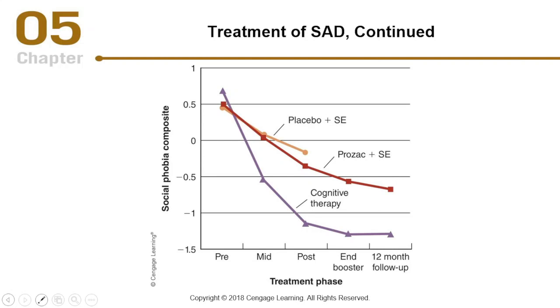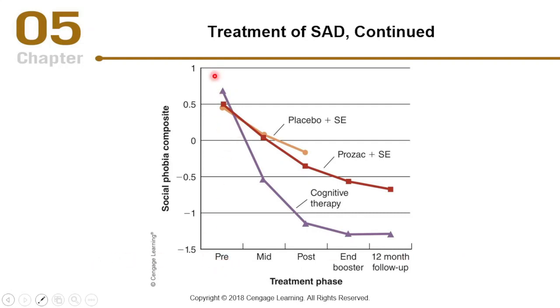Okay. So, this is just a figure or this is a table to see ano ba ang efficacy ng placebo, ng Prozac, and cognitive therapy in terms of the social phobia. Yung SE, by the way, is a self-exposure. So placebo plus self-exposure, so kung makikita natin, so they did it during a 12-month period.